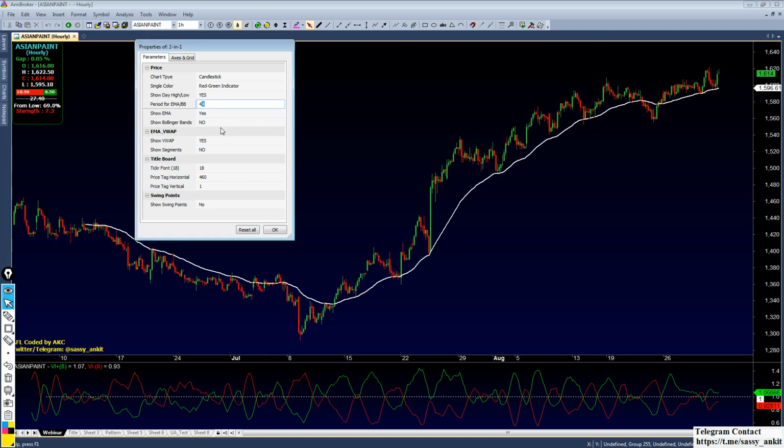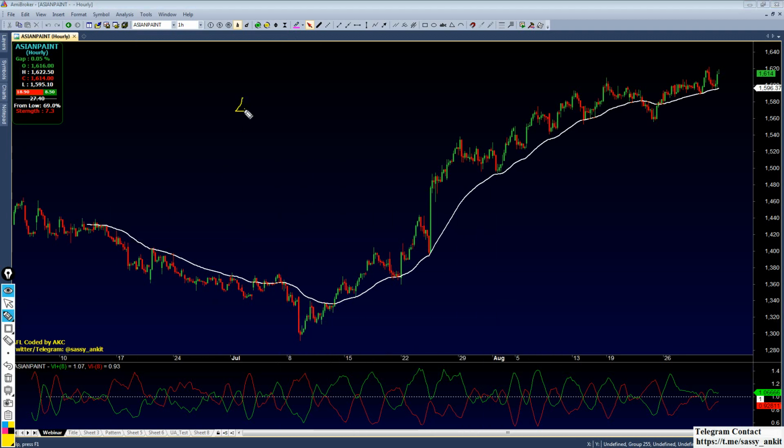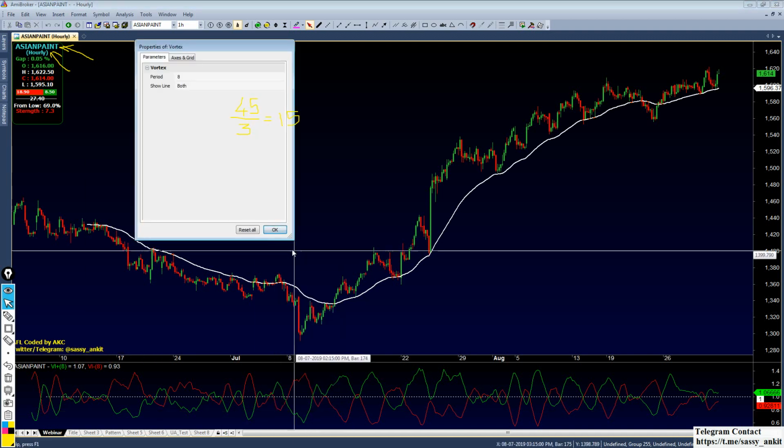Now the next step is to find a number which is a multiple of 3. So here we can have 45 as a multiple of 3. So the period of the exponential moving average for this particular stock, that is Asian Paints on the hourly time frame, is 45. We will divide this by 3 and we will get the answer as 15. So we will use the vortex of 15.